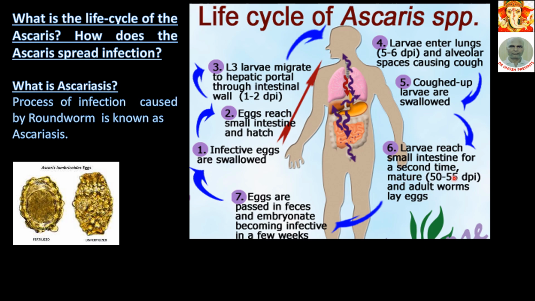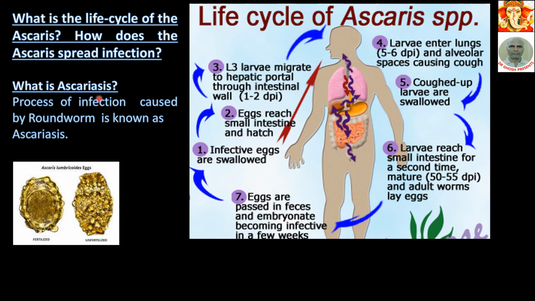And here it matures. The second time, it matures, and adult worms lay eggs in the intestine. Then, the last stage, these eggs are passed in the feces, that is stool, and embryonate, becoming infective in a few weeks, and they stay on the soil. From that soil, it again goes from hand to mouth, and the whole cycle goes on. This is the Ascaris cycle. The cycles of worms are more or less the same.